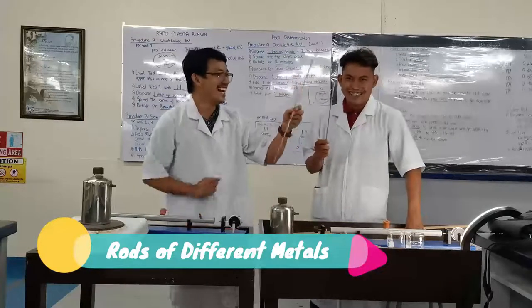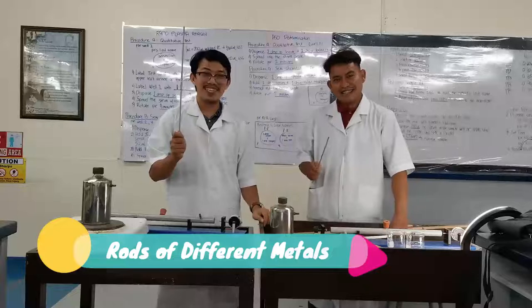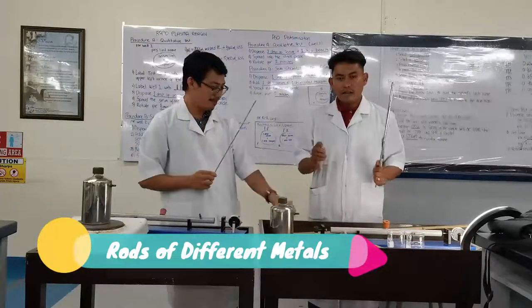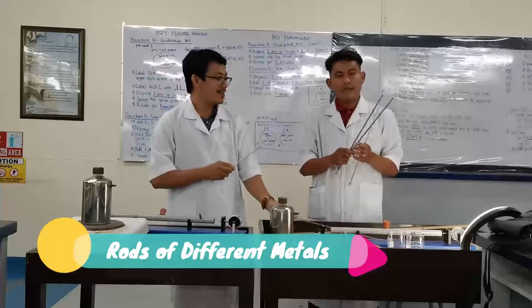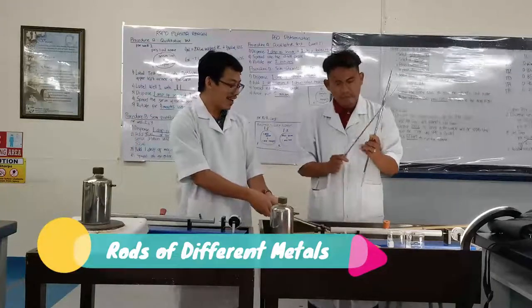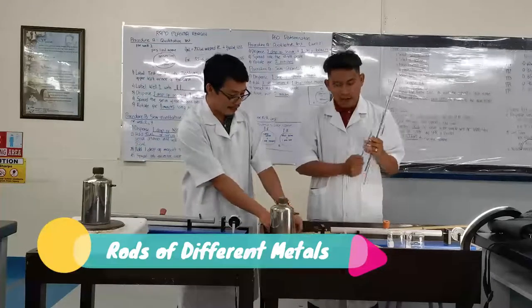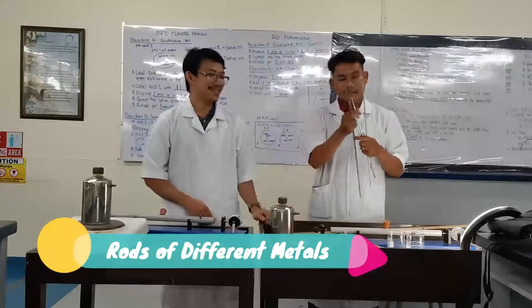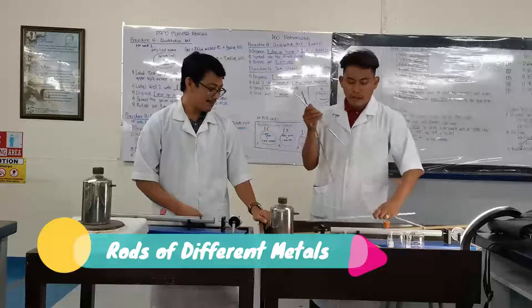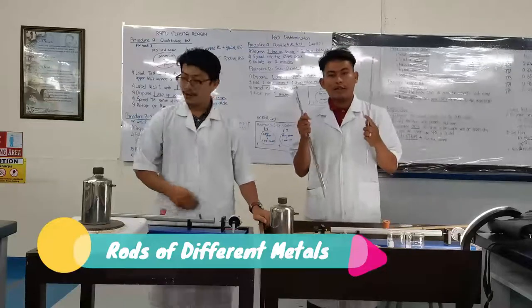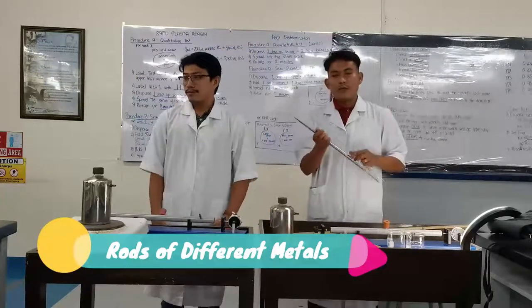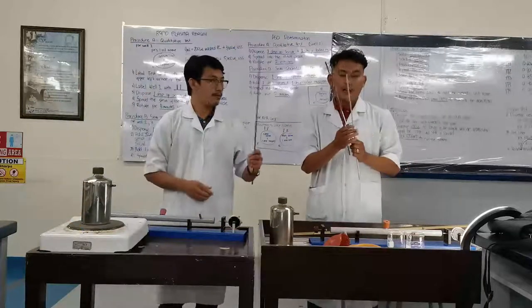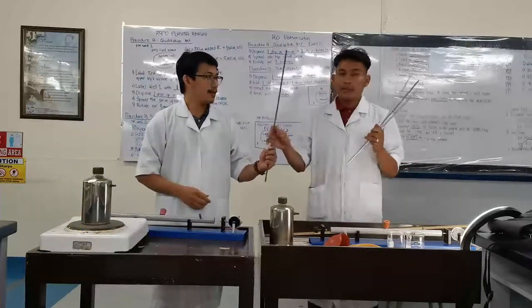Rods. Aluminum. So different materials, different substances. We have aluminum, we also have iron, and then the brass. Yes, this is brass. Iba-iba, we have three materials. So we have aluminum, the iron, and the brass. And what is that? The copper.